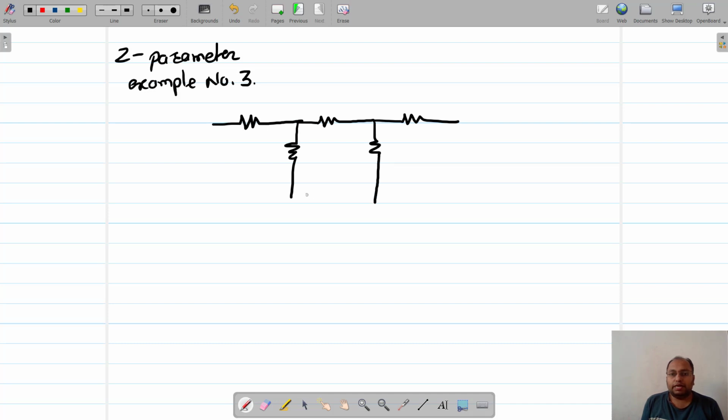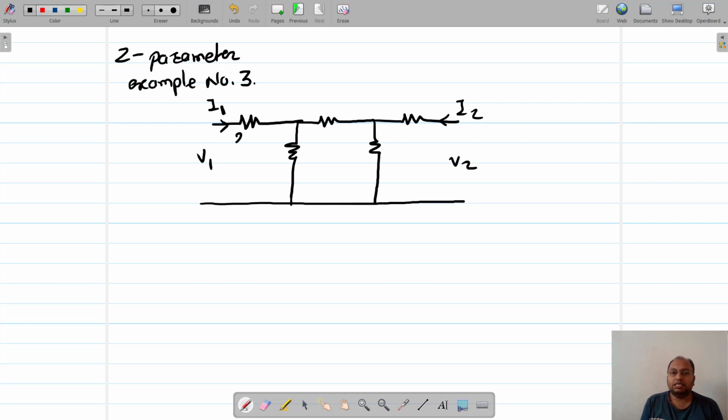I hope now you can easily apply this Z parameter to this circuit. So what is the simplest method to apply this? You need to convert this network into the T network, right? So that is the first step.